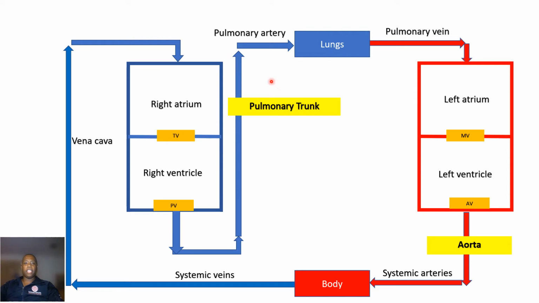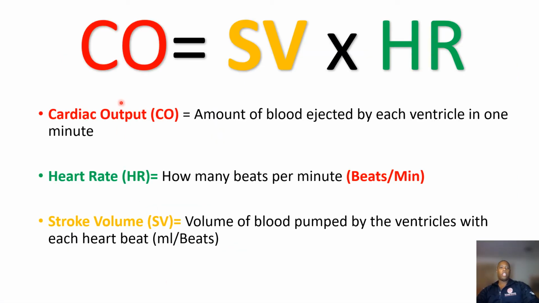So one key thing to always remember is the pulmonary artery is the only artery in the body that is going to transport deoxygenated blood, and the pulmonary vein is the only vein in the body that's going to transport oxygenated blood. So let's take a look at this formula.